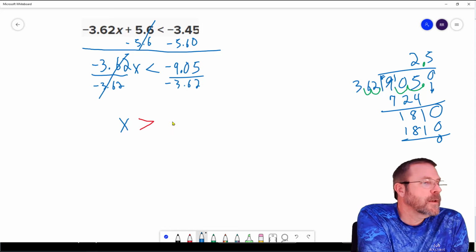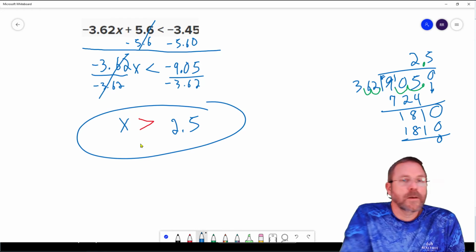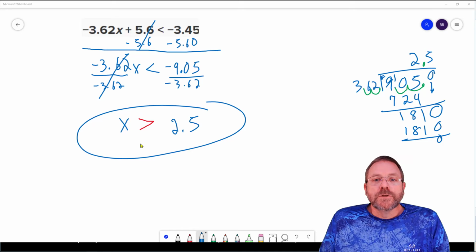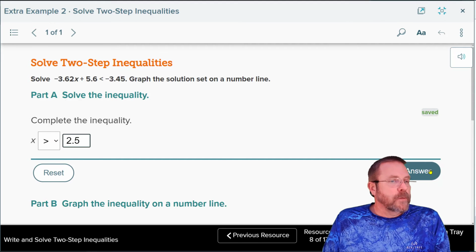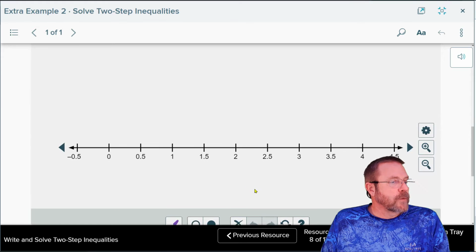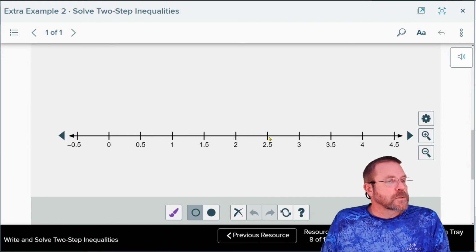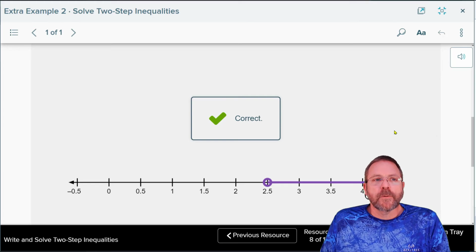And when you look at that, I have an answer now that x is going to be a value greater than 2.5. Jump back over to my answer sheet. It's going to be greater than 2.5, and that checks. And then, of course, we still need to graph it. It's an open circle because it's not an or equal to. It's going to the right-hand side, and there it is. It checks proper.